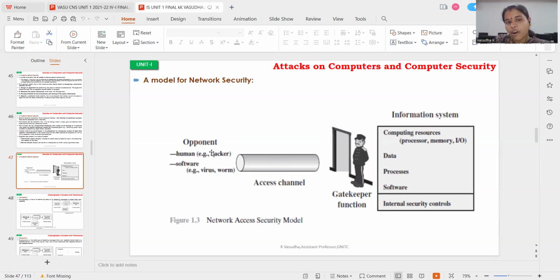So who will be the opponents for the sending and receiving of the information? They might be a human or software. And here the main information might be any data. It might be a process. It might be software. So these are all computer resources that we have.